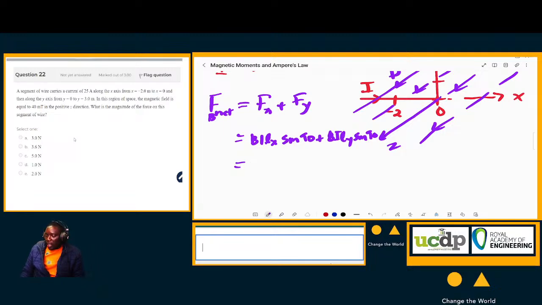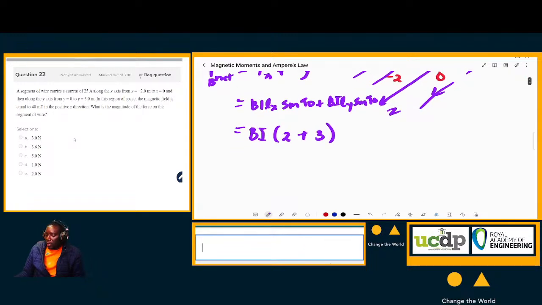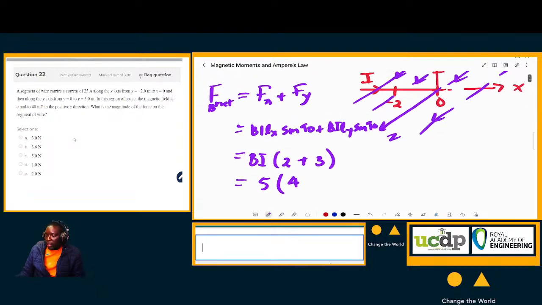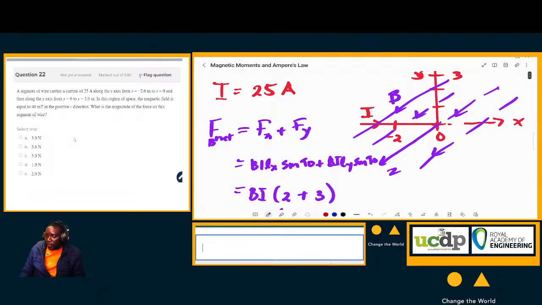So B and I are given. So we've got Bi, we know this. Lx is the value of the x, which is from -2 to 0. So that will be 2, and sine 90 is 1, plus Bi Ly, which is 3, times sine 90, which is 1. So we've got 5 multiplied by B, which is 40 millitesla. I would come back here. B is 40 millitesla. That's the given information.